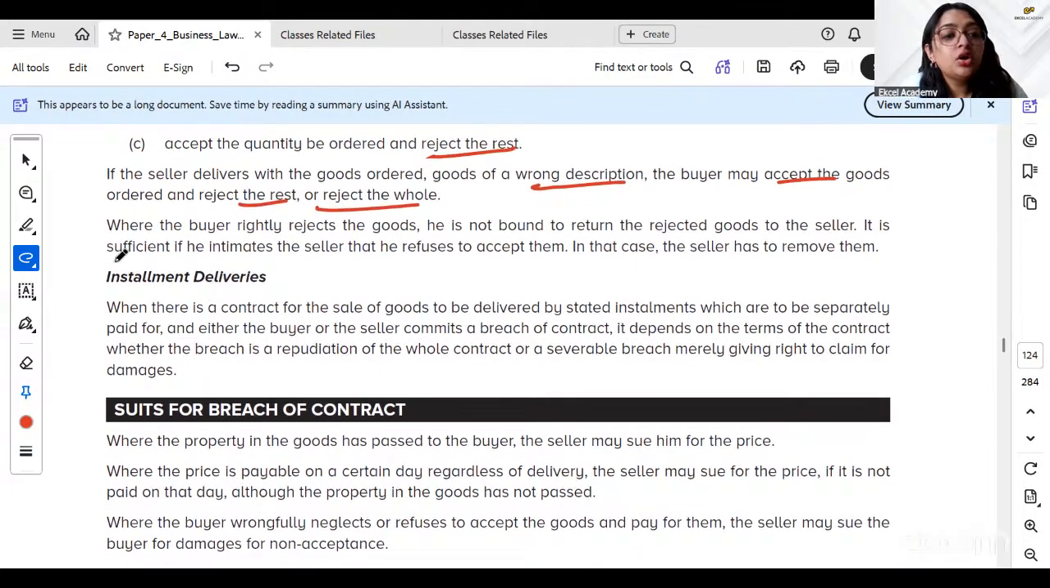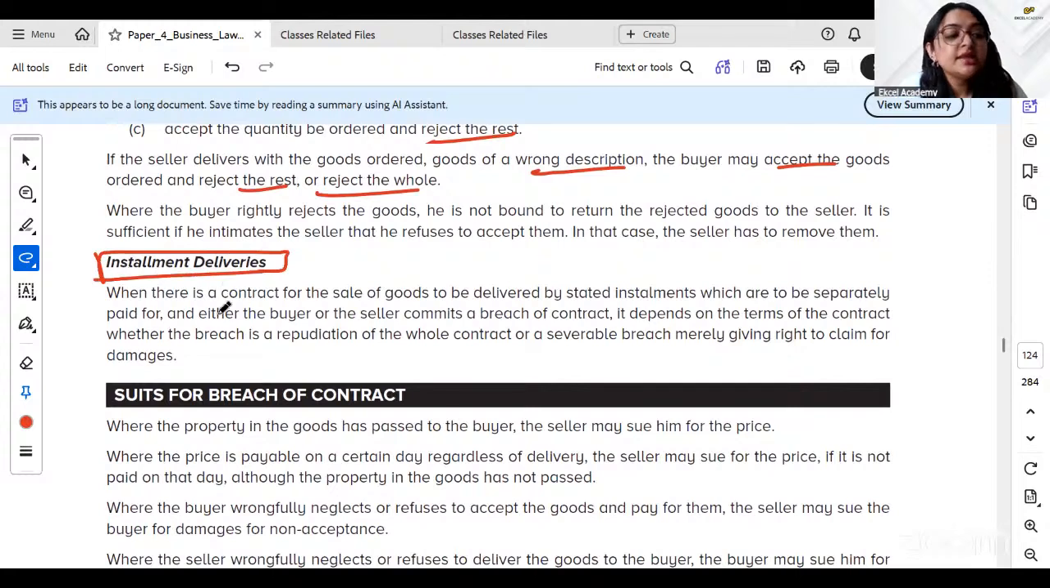Okay. Now the next one is installment deliveries. When there is a contract for sale of goods to be delivered by stated installments, which are to be separately paid for, and either the buyer or seller commits a breach of contract, then it depends on the term of contract, whether the breach is a repudiation of the whole contract or merely gives a right to claim damages.